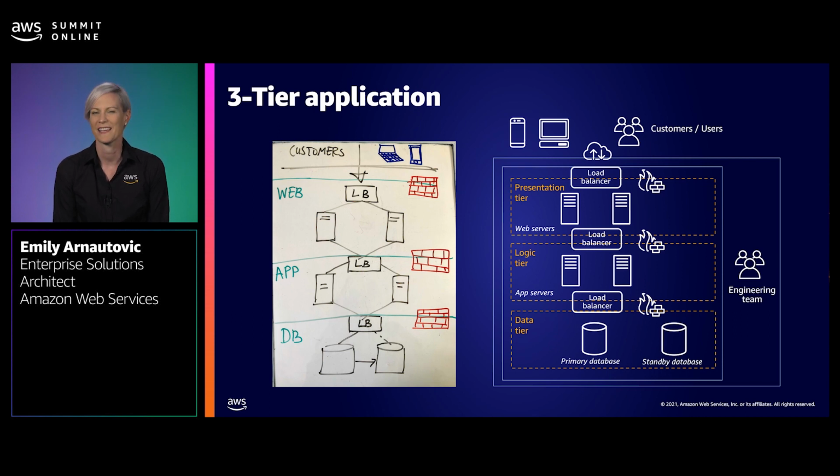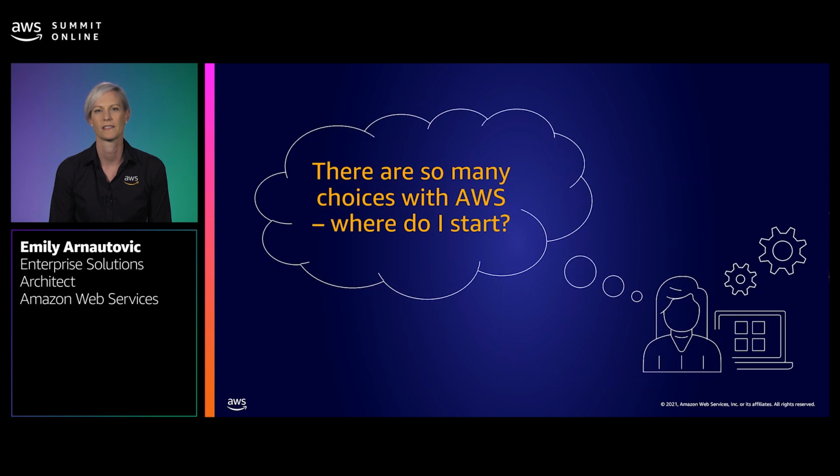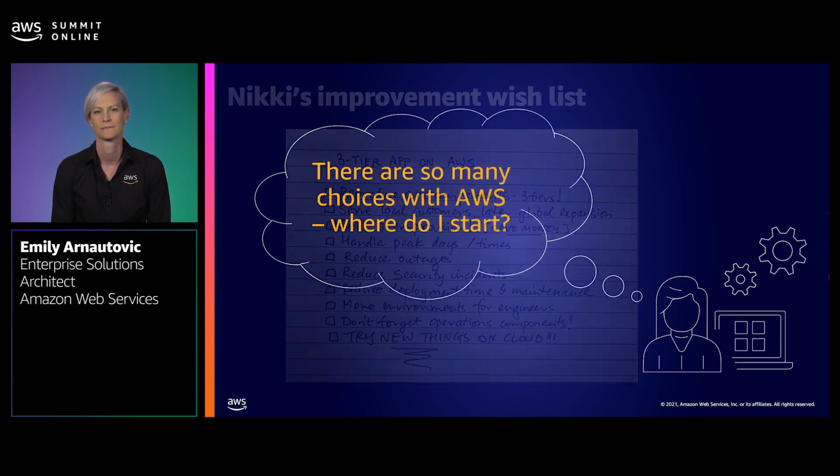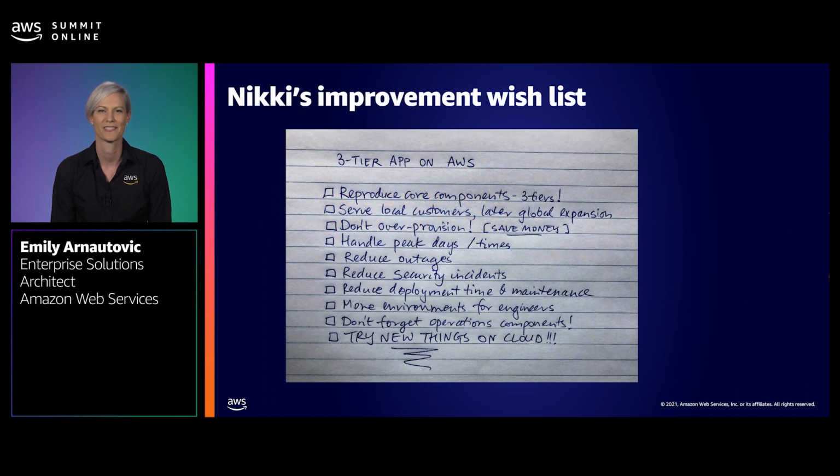So Nikki and her team know their app and they're comfortable with the three-tier pattern. But what they really need is help with translating this to AWS services. But where to start? They want to keep all of the good things about a three-tier app, decoupling, isolation, and the ability to scale the tiers, but they also want to explore some of the cloud services they've heard about. And they hope to address some of the challenges that they've faced with running their three-tier app in a traditional environment.